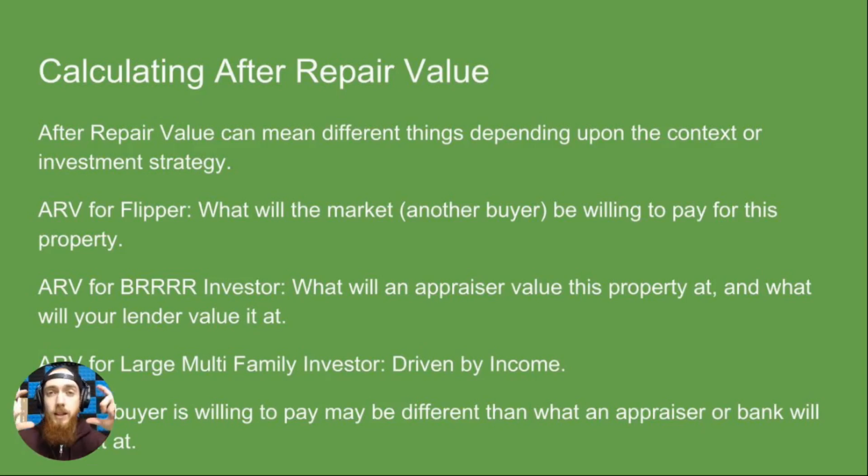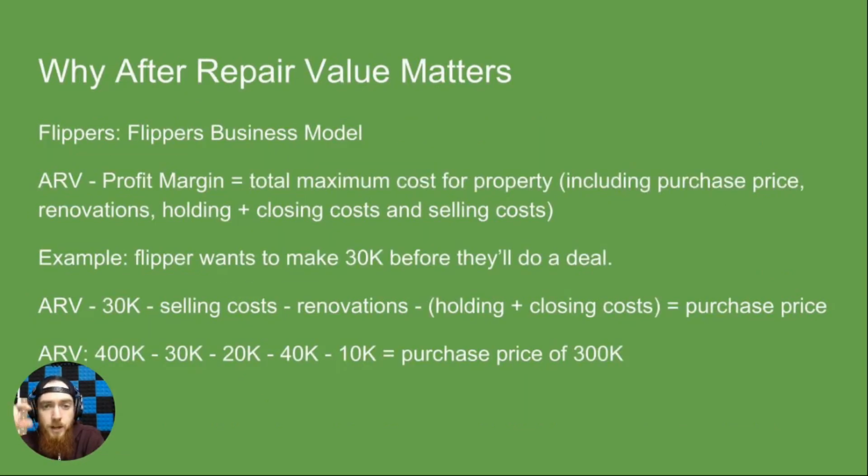But in fact, I really like to view it as a spectrum, because depending on what investment strategy you're focused on, depending on what your exit strategy is for that property, how you approach ARV and how you estimate your ARV is actually going to be a little bit different. ARV minus profit margin equals the total maximum cost for the property. So for example, that flipper, say my buddy Sean Allen, he really wants to get $28,000 from a flip project. So what that means is he's going to take his ARV, subtract.